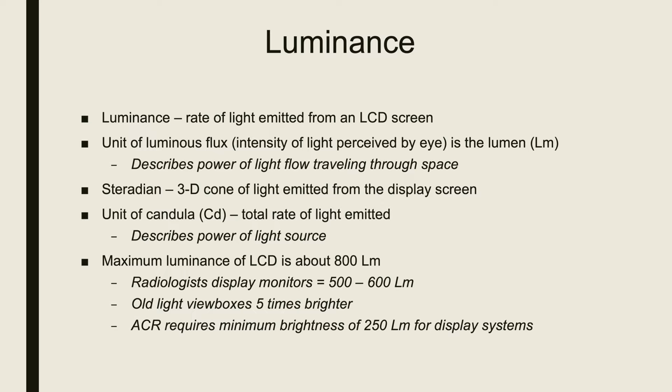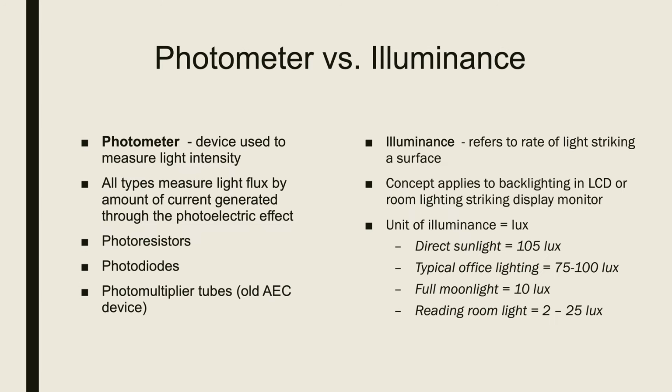Maximum luminescence of an LCD is about 800 lumen. The radiologist display monitors are anywhere from 500 to 600 lumen. The old view boxes, or light boxes as they were called, were 5 times brighter. So you can see that was quite an adjustment for the radiologists. And then the American College of Radiology requires a minimum brightness of 250 lumen for display systems.